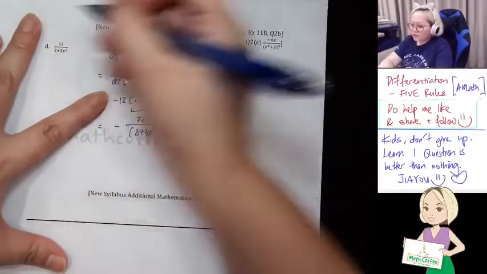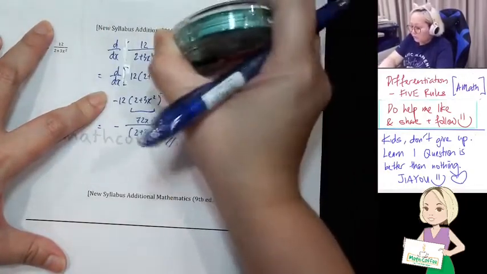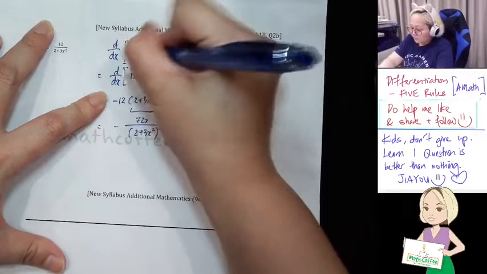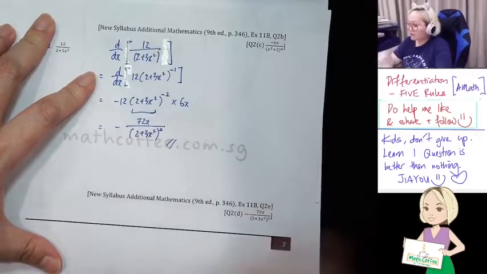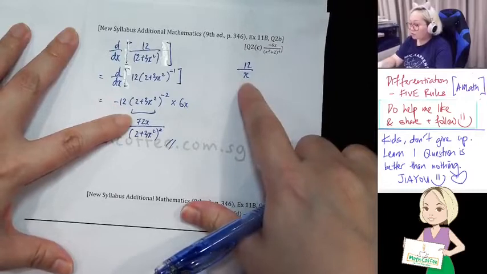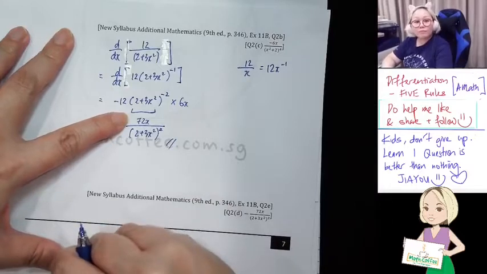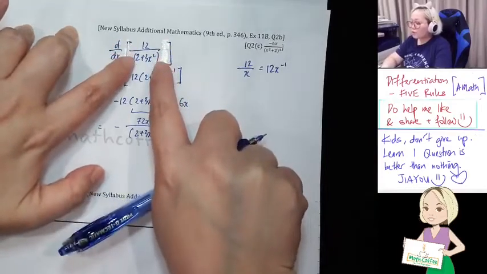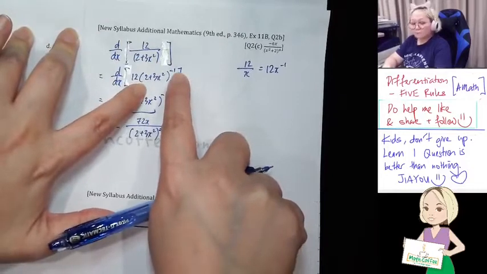Over here, maybe I put a square bracket. I'm just changing it to the index notation. For example, if today I have 12 over x, and I want to change this to index notation, do you agree that it's just 12 x to the power of minus 1? Likewise for here, this whole bracket is just like the x. I bring it up, so it becomes to the power of negative 1.